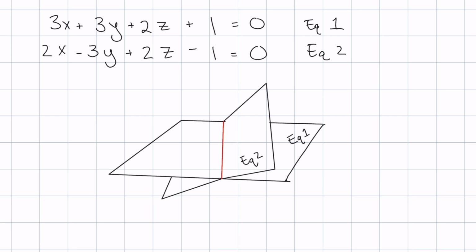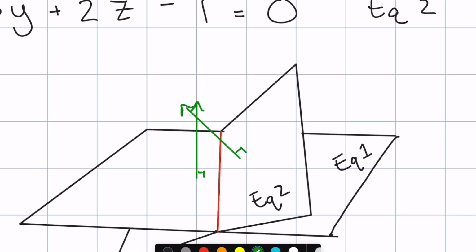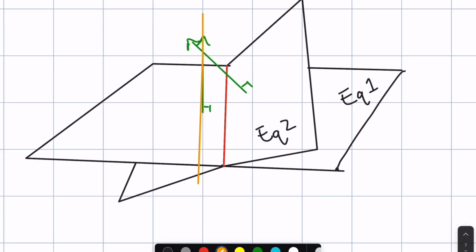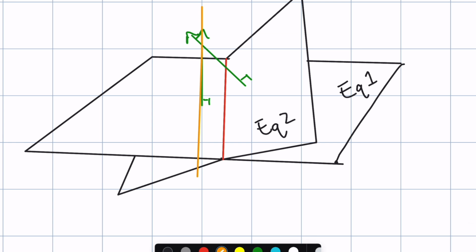Now, the key to solving this is to realize that each of these planes has its own normal vector that might look something like this. And remember, the normal vector is perpendicular to the plane. So those normal vectors are going to cross each other. And if we drew a line that was perpendicular to those normal vectors, then that line would, in fact, be parallel to the line that we're looking for.